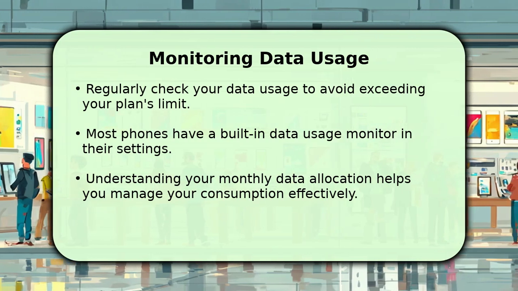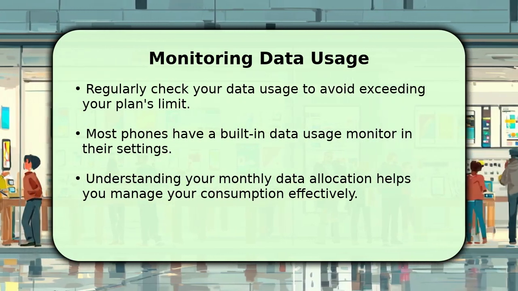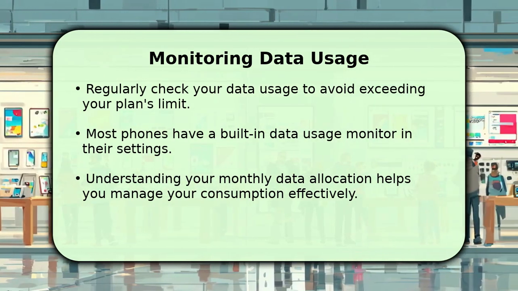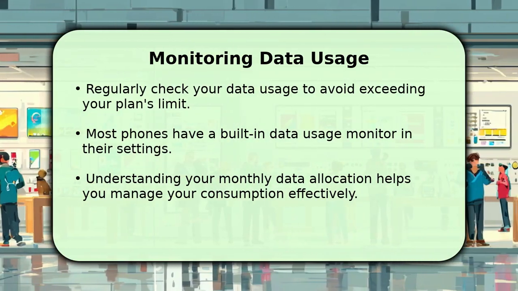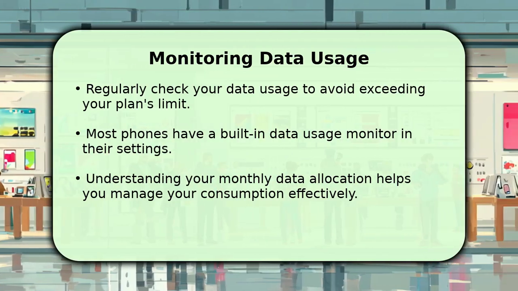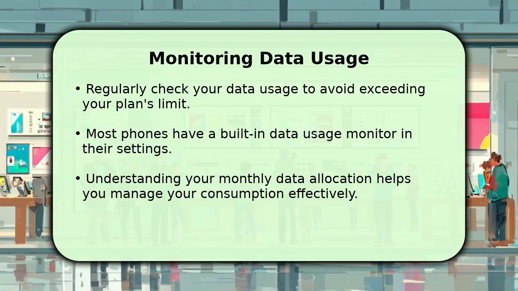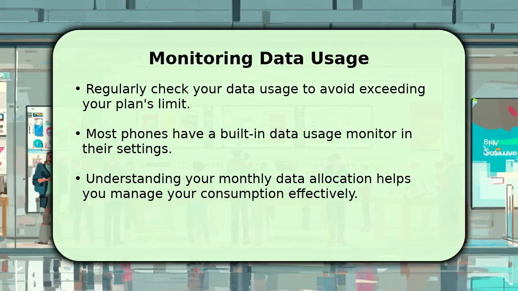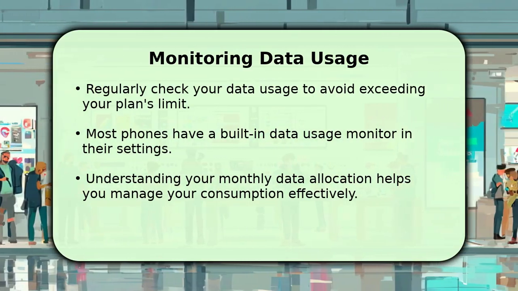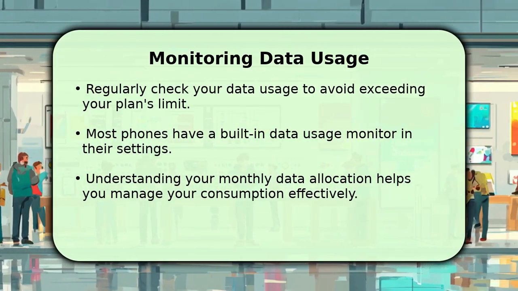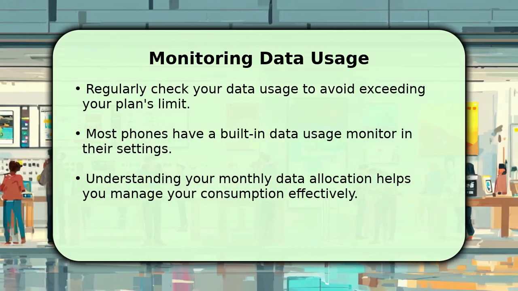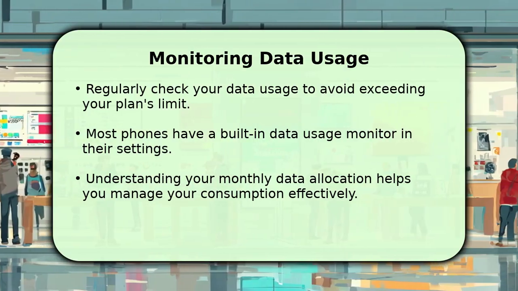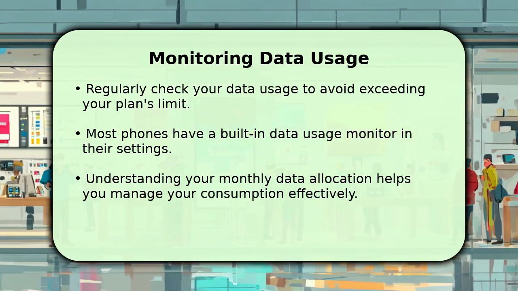Monitoring your data usage is essential to stay within your plan's limits and prevent unexpected charges. You can typically find this information under Settings, then Network and Internet or Connections, and finally Data Usage. Here, you will see how much data you have consumed over a specific period, often matching your billing cycle. Set data warnings or limits, for instance, at 80% of your 5 GB plan to receive alerts before reaching your cap, helping you manage effectively.